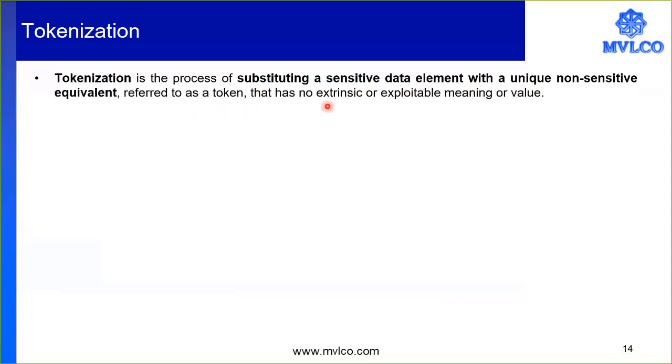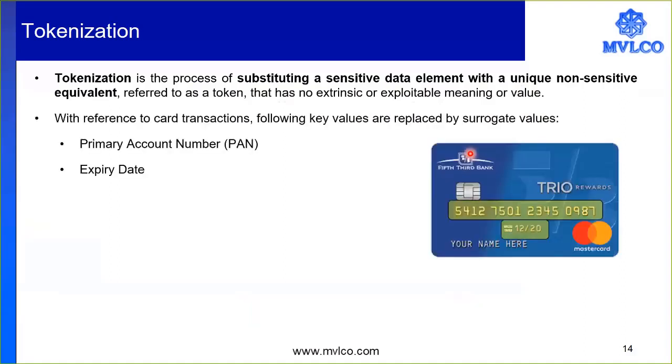Now this token itself does not have any extrinsic exploitable meaning or value. So in simple words, even if my token gets disclosed to someone else, he will not be able to really exploit that. And how this will happen, let us understand that as well. So we would replace these two key values, primary account number and expiry date, with some surrogate values.